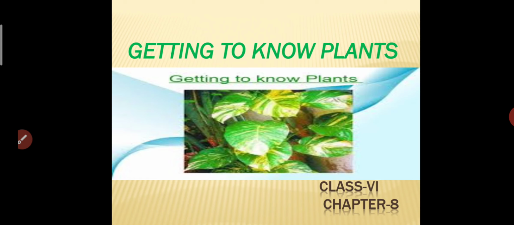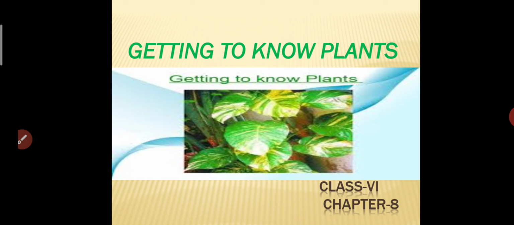Today we are going to start our chapter number 8 of class 6, that is Getting to Know Plants. Students, we observe so many varieties of plants, flowers, and leaves in our nature. Some flowers are of different colors, some leaves are small in size, some are big, and some leaf shapes are different. Some plants have given flowers and some plants have not given flowers. So in this chapter we are going to discuss all these things.